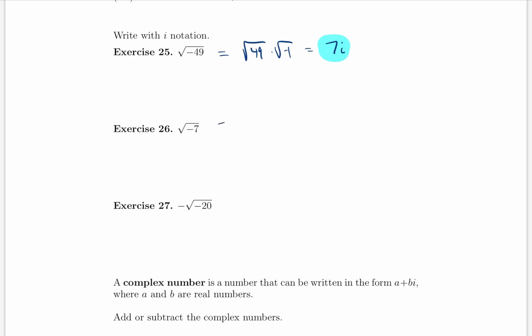Let's look at the next one. This 7 is not a perfect square, so you can do the same thing that I just did. Radical 7 times radical -1, which is just radical 7 i. However, you don't want to put the i in the back because it might look like it's inside the radical, which it shouldn't be. So we write it in the front in that situation.